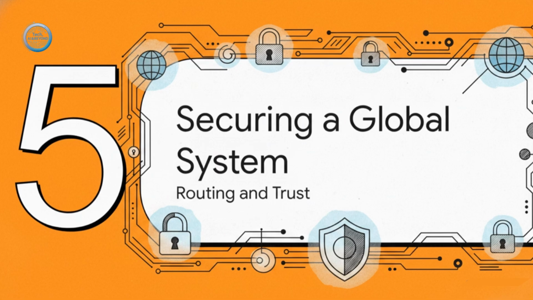Okay, so we've got this incredible next-gen system with basically infinite addresses and a more efficient design. But it's a global system. And that raises the question of security. How do we make sure that all this traffic actually gets where it's supposed to go? How do you prevent someone from maliciously redirecting or spying on it?